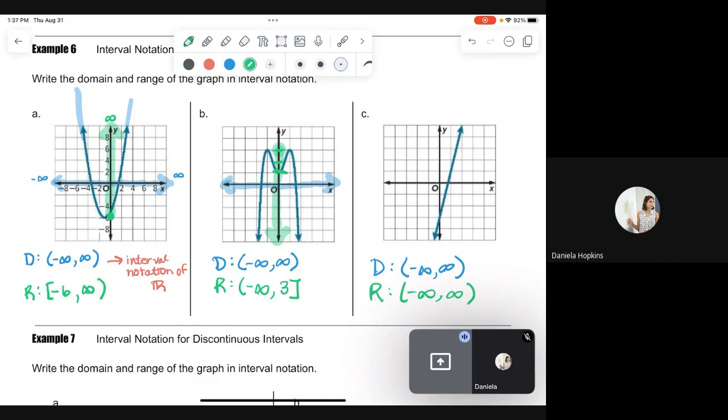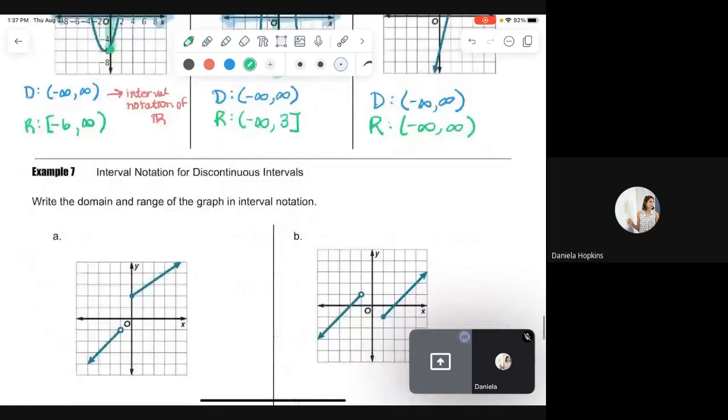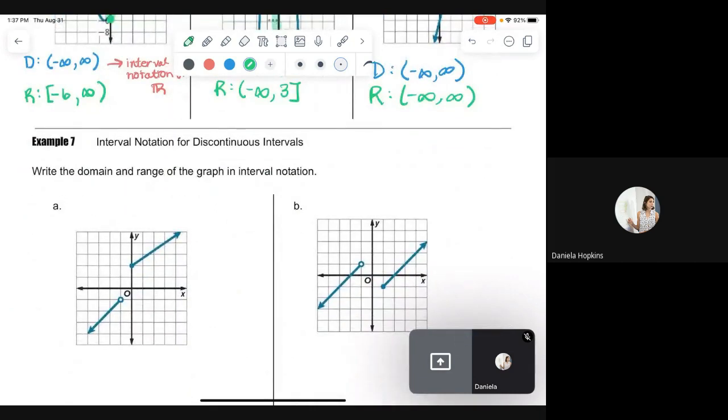All right, so notice these graphs are all continuous graphs, meaning we did not have to lift up our pencil as we traced over the line. Example 7 is the more interesting graphs where they're discontinuous. I won't do any more discrete, but we have some discontinuous graphs.